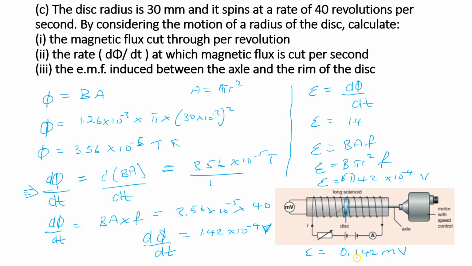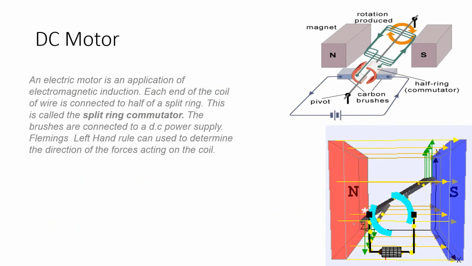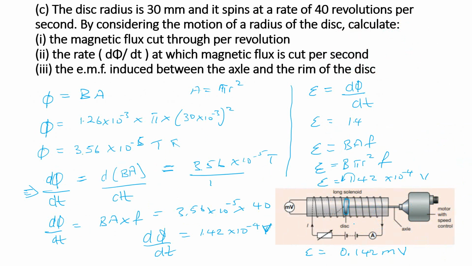At the end of the day, this is the amount of EMF that is generated across the disk when it is rotating within the magnetic field. All right. Now just read up this information about DC motors and see how it works. Then from there we're going to move on to something else. So this comes to the end for this particular aspect of the lesson.